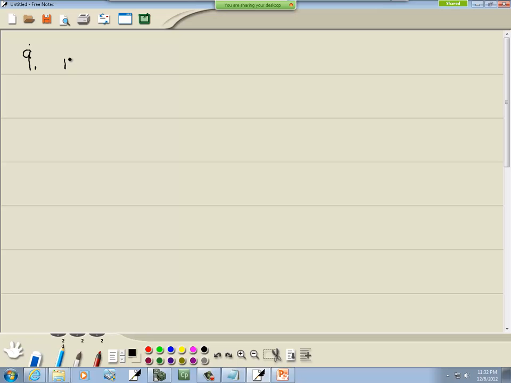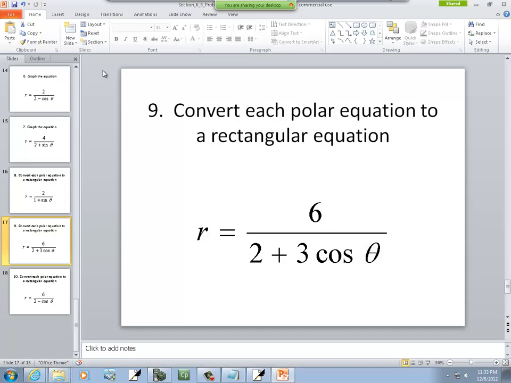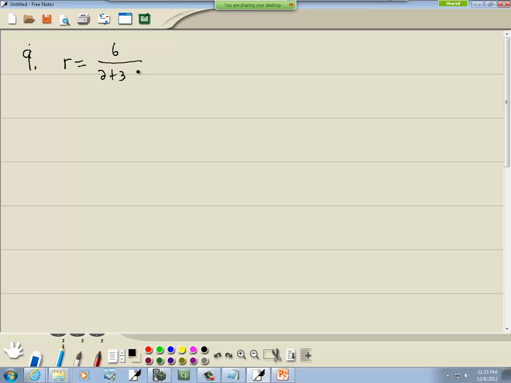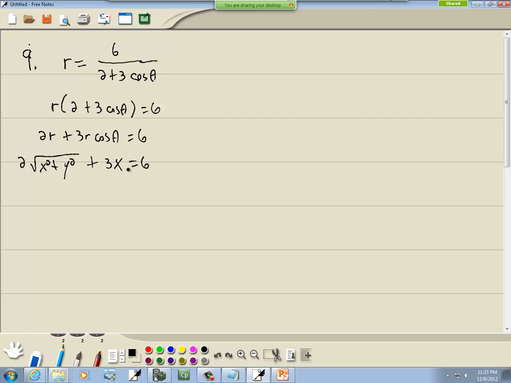We've got r is equal to 6 over 2 plus 3 cosine theta. Again, we want to get rid of the fraction, so we're going to multiply both sides by 2 plus 3 cosine theta. So r times 2 plus 3 cosine theta is equal to 6. So that gives us 2r plus 3r cosine theta is equal to 6. Well, remember r is the square root of x squared plus y squared. R cosine theta is x, so we get x equals 6. Well, I can do the same trick here.